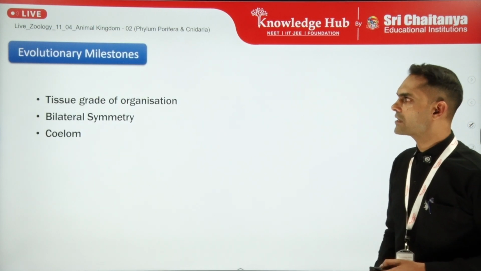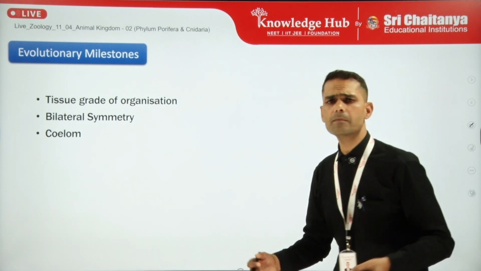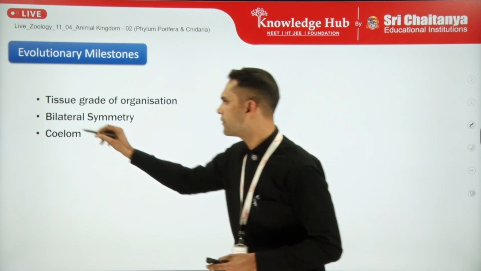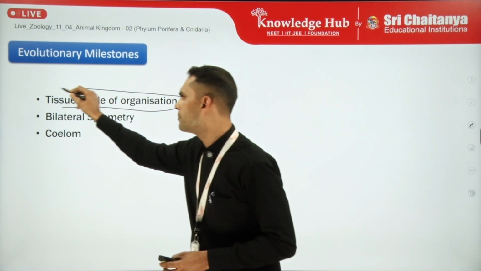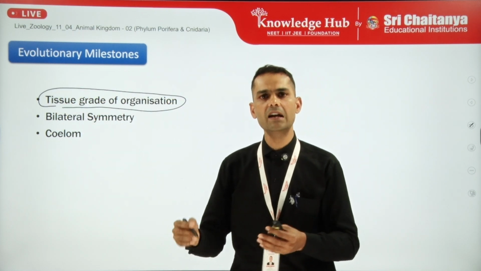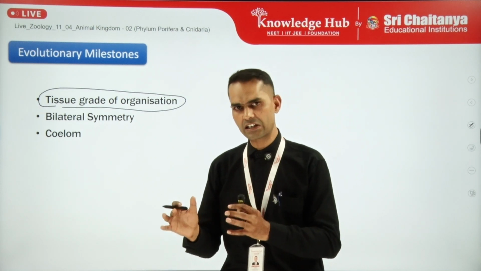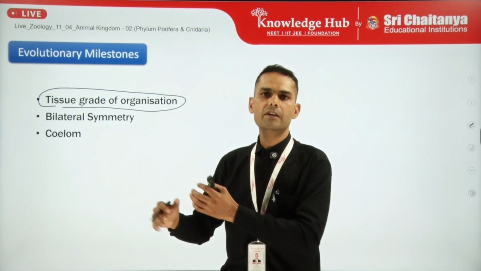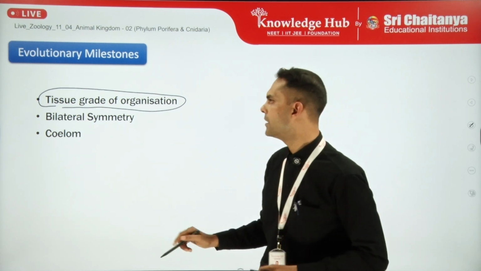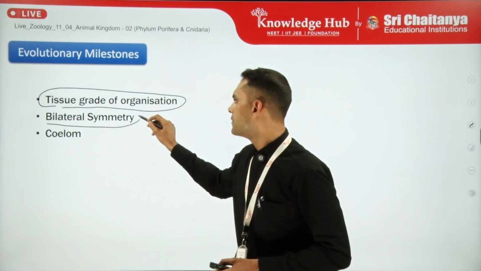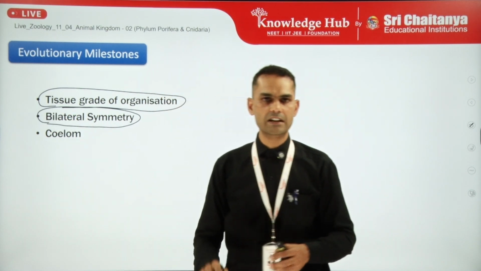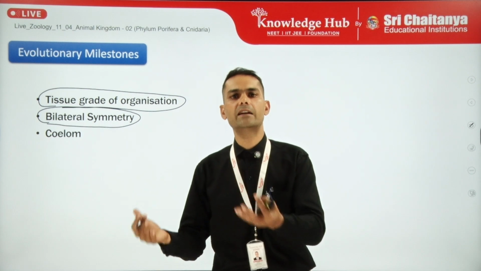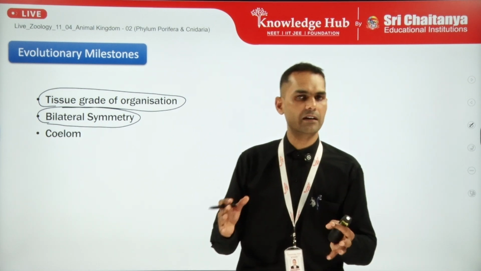So at the end, what are the evolutionary milestones during these developmental characters? First is the tissue grade of organization, which is an important milestone, because from tissue organization only we have proper coordination, development and division of labor, and further from tissue we have organ and organ system level. Second is bilateral symmetry, which is an advantageous phenomenon, because as we have seen in cephalization also, it is a property of Bilateria, that is those organisms which have bilateral symmetry.